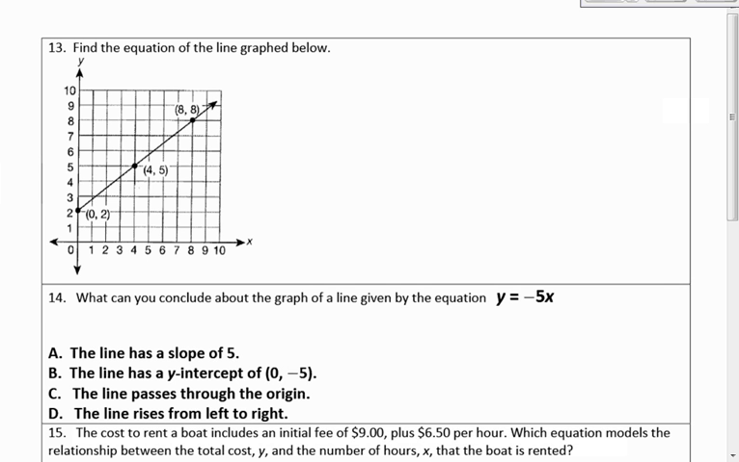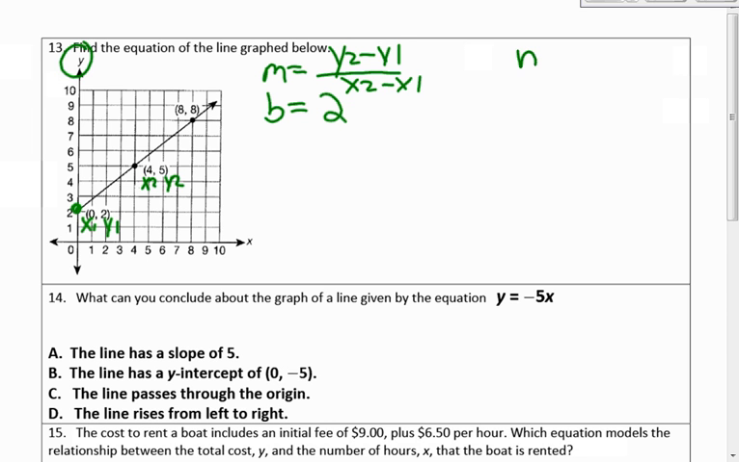For number 13, find the equation of the line graphed below. Again, you have to find the slope and the y-intercept. The y-intercept, look along the y-axis, and it starts at 2. That's the initial value. To find the slope, you can use y2 minus y1 over x2 minus x1 and label the coordinates they gave you, x1, y1, x2, y2. You can also use rise over run to find the slope because they gave us a graph.